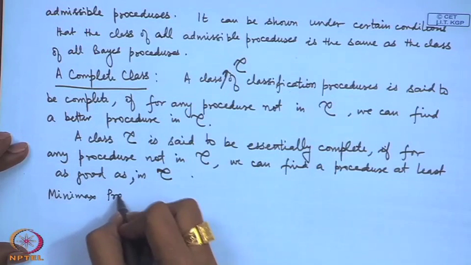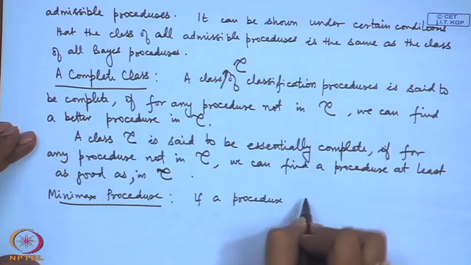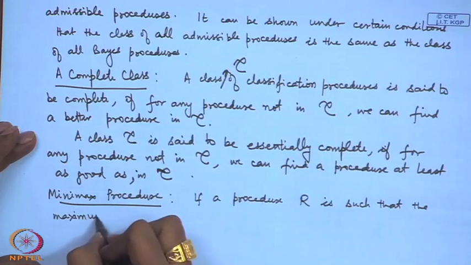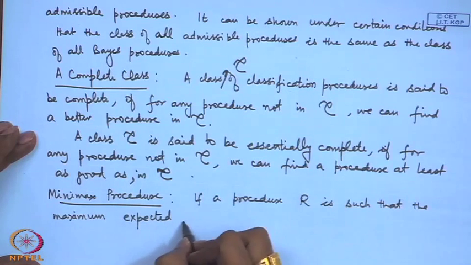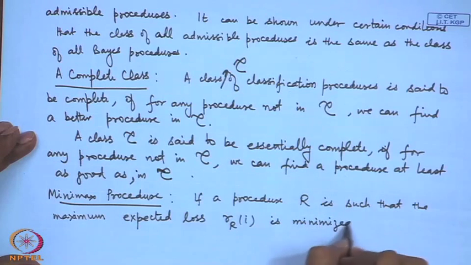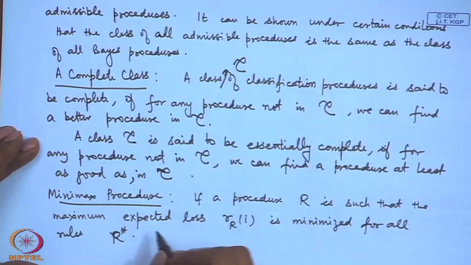Then we consider a minimax procedure. A procedure R is such that the maximum expected loss, that is R(i, R), is minimized over all rules R star. Basically, for any classification procedure, let us consider the expected losses, R(1, R), R(2, R), etcetera. We look at the maximum of these values. The procedure for which this maximum is the minimum is considered to be the minimax procedure.